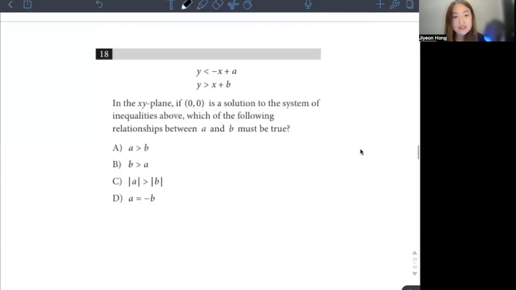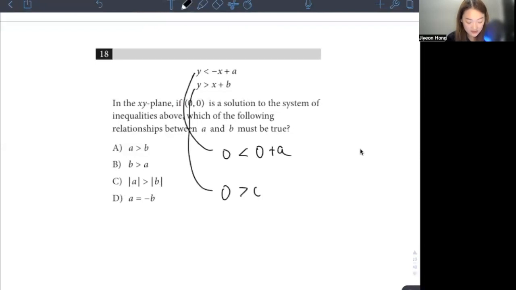Let's move on to number 18. In the xy plane, if (0, 0) is a solution to the system of inequalities above, which of the following relationships between A and B must be true? It already told us (0, 0) is a solution, the origin. I'm going to plug that in to see if it benefits us. So we get the first inequality as 0 is less than 0 plus A, and the second inequality as 0 is greater than 0 plus B. Simplifying, 0 is less than A, or A is greater than 0. And the other part is that 0 is greater than B, or B is less than 0.